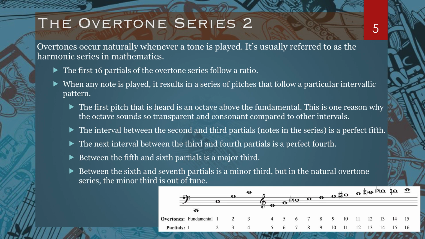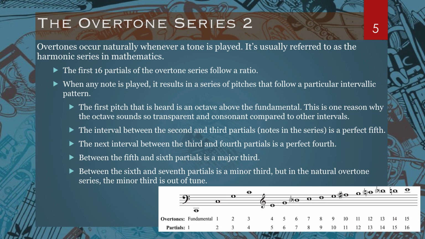There are two columns. The top one, the first layer, is overtones. The second layer says partials. So you can think about this in terms of overtones or partials. But if you play that bottom note, the bottom note is the fundamental. The first overtone, or the second partial that you hear above that fundamental, is known as an octave. So the first tone you actually hear is an octave higher. The next tone you hear is a perfect fifth.